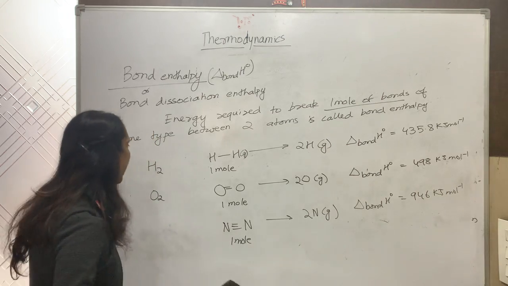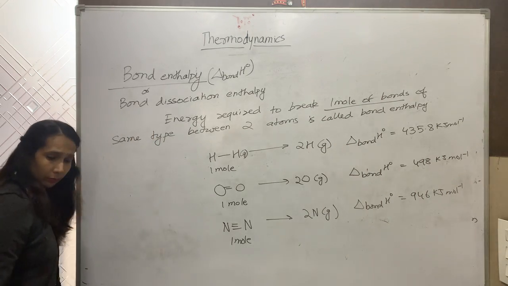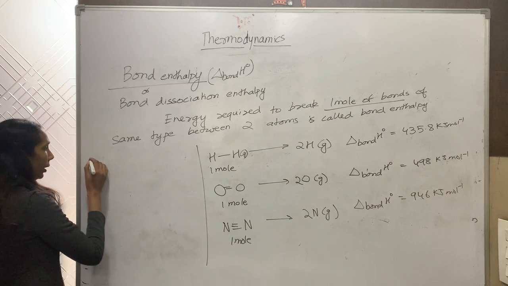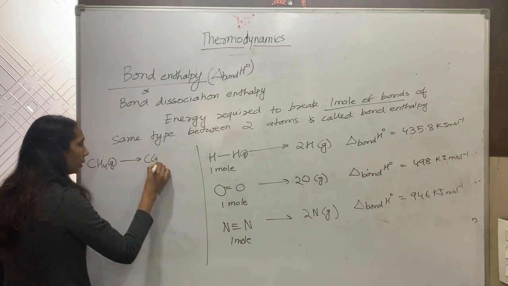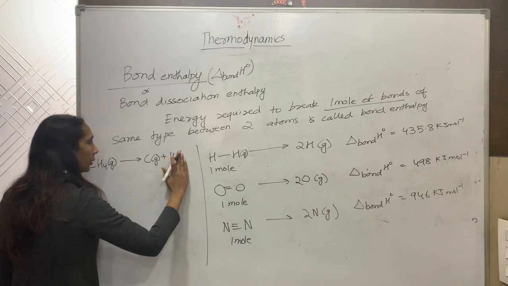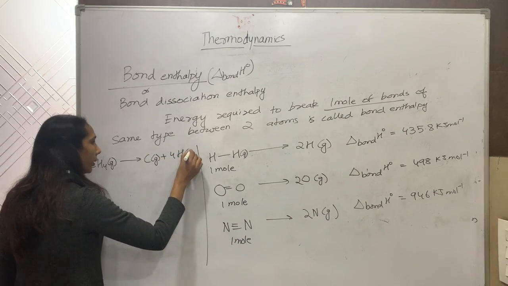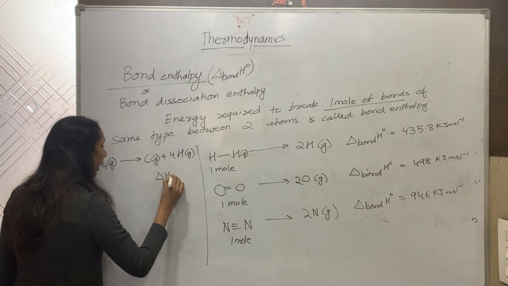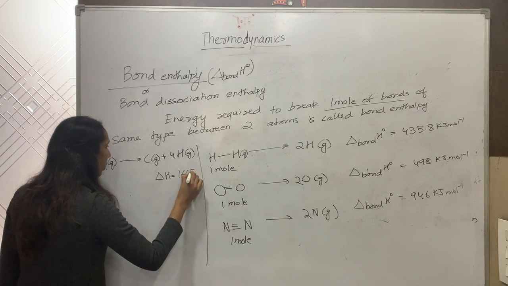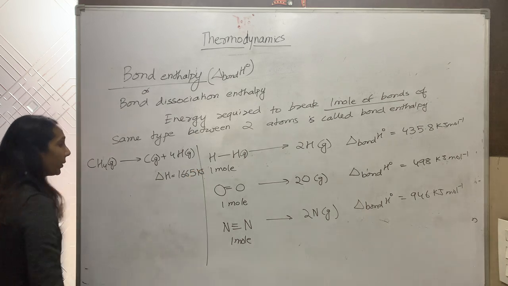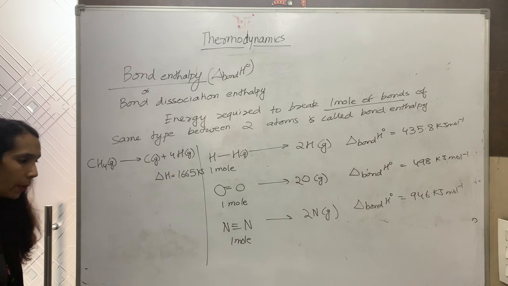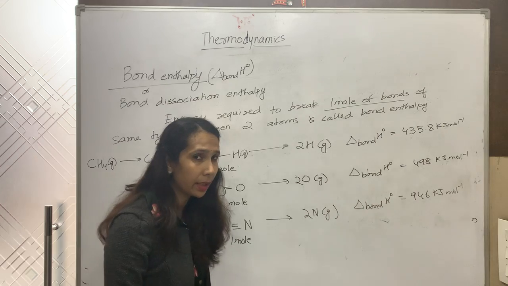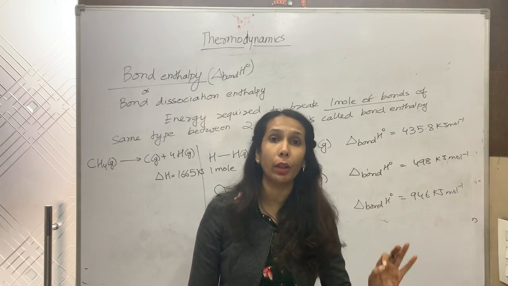Let us take one more example. CH4 gas breaks into atoms. The enthalpy change, the enthalpy of atomization we have done earlier, is 1665 kilojoules per mole. Will it be considered as the bond enthalpy or not? That is the question.